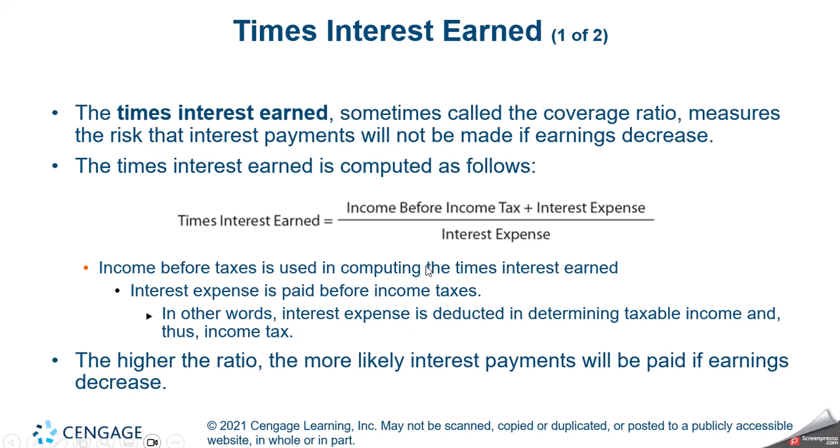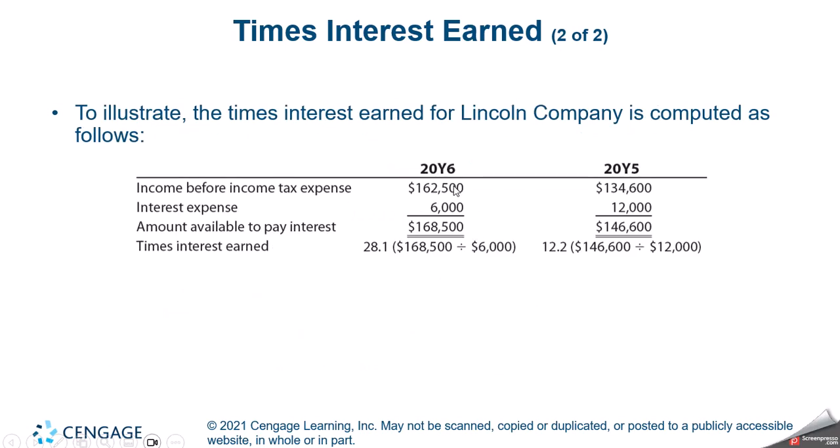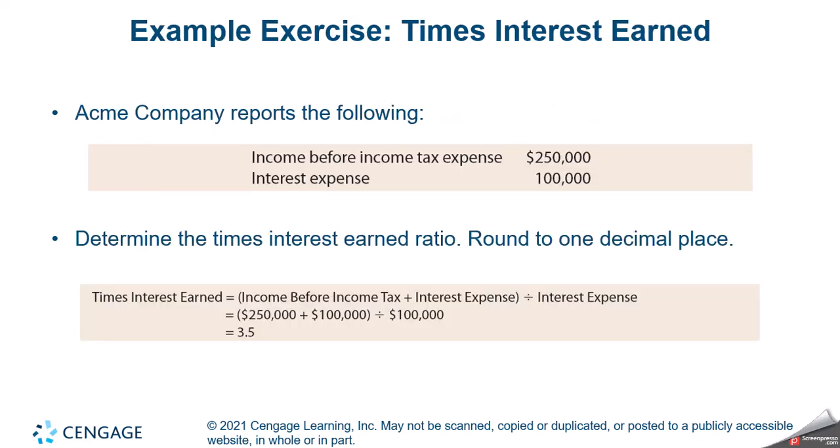Times interest earned is our income before income tax and before interest expense. Sometimes that can be called our operating income, because that's kind of what it really is. It depends on the textbook. And then we'll divide that by our interest expense. So our income before income tax, add back that interest expense, that gives us our amount. Divide that by our interest expense, and it says how many times can I pay the interest out of that operating income. So the higher the better, the higher the more cushion.